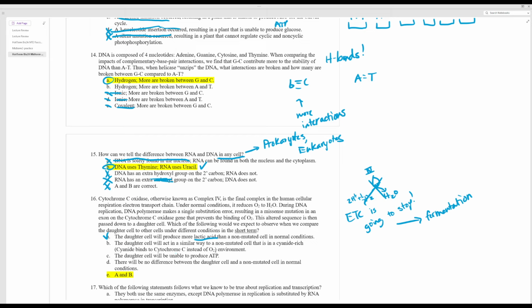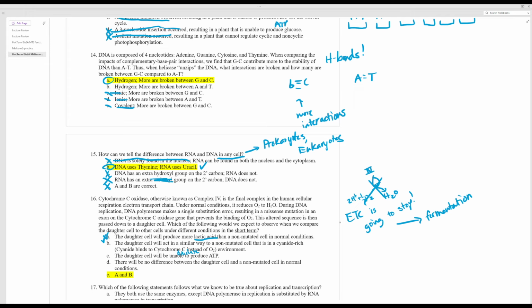If it binds to cytochrome C, this should say cytochrome C oxidase. My bad. Because it's O2. All right, so if O2 is not able to bind to complex 4, because a cyanide has bound to it as well, well, you're going to run into the same issue, right? The electron transport chain breaks down. This is why cyanide is such a big deal, because it binds to that complex 4 and prevents respiration from occurring. The cell must undergo fermentation, and that only lasts so long before the cells start to die.